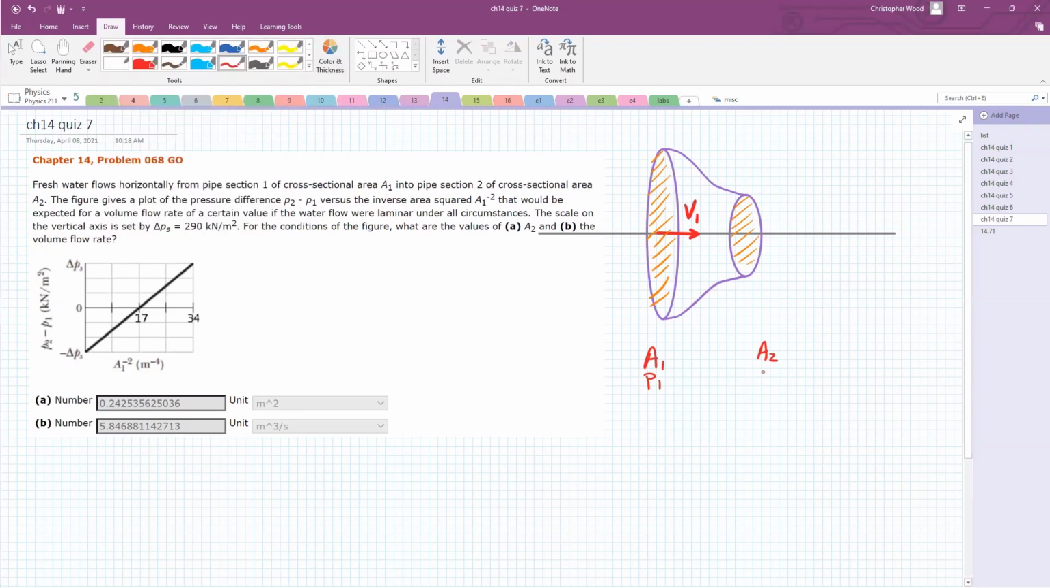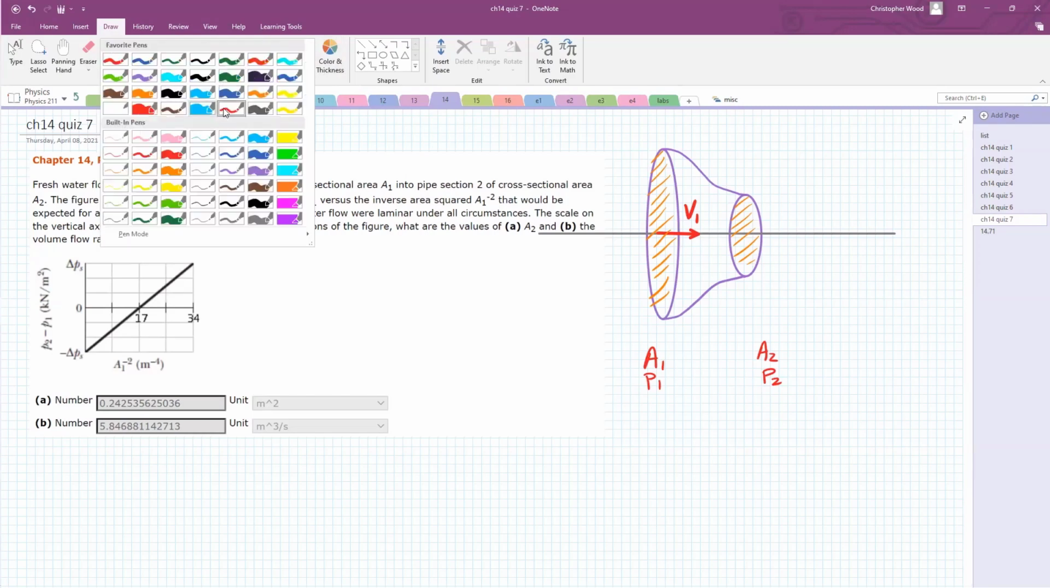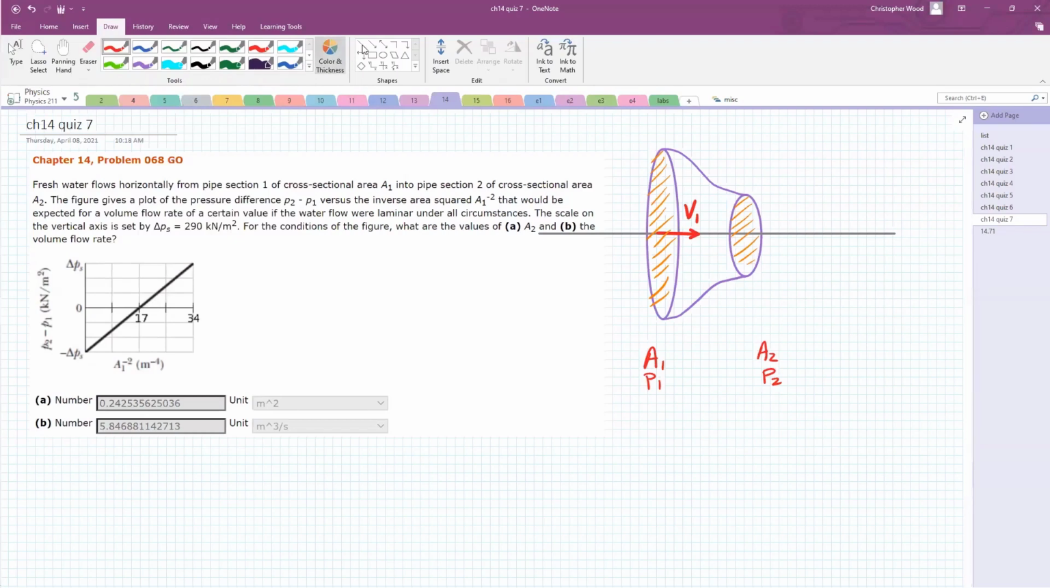And then over here on the right side, I have cross-sectional area 2 associated with pressure 2. And I know this velocity over here, I know that this is V2. And this is for a narrowing pipe. I might have a narrowing pipe, I might have a widening pipe, just looking at the graph. All right, so this is what I have going on. And now I think it's time to talk about what this graph is saying.